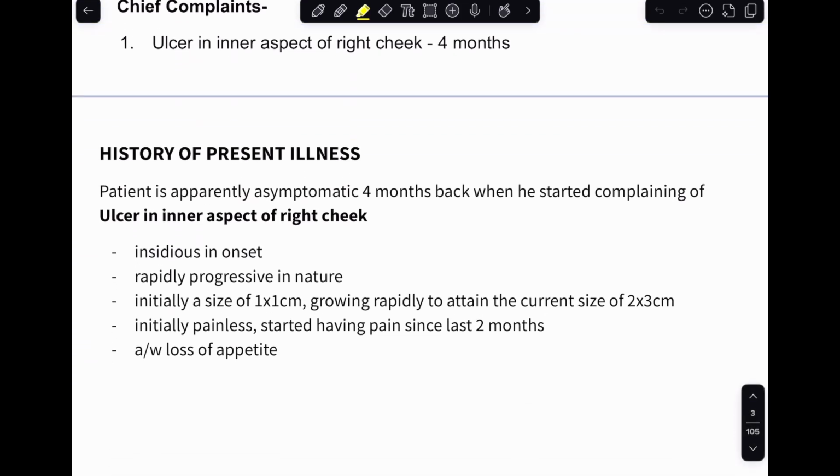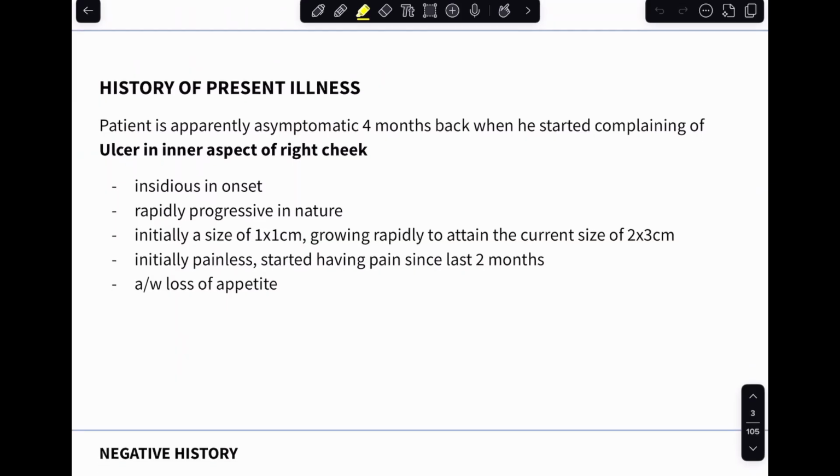Moving on to history of present illness, our patient was apparently asymptomatic 4 months back when he started complaining of an ulcer in the inner aspect of the right cheek, which was insidious in onset and rapidly progressive in nature. Initially, it was a size of about 1 by 1 centimeter, but then it grew rapidly to attain the current size of 2 to 3 centimeters.